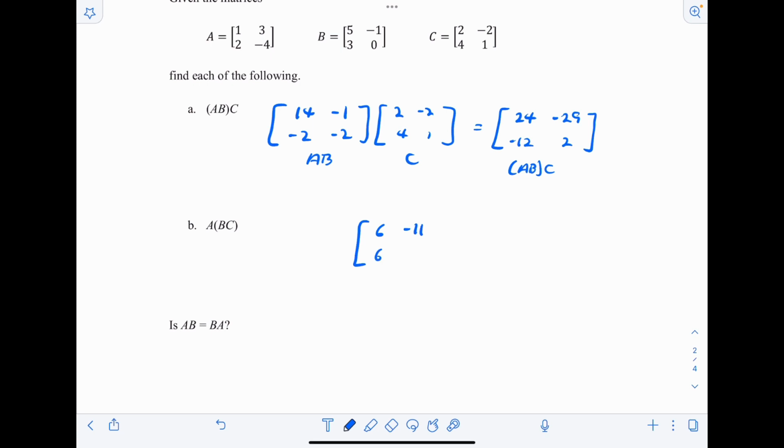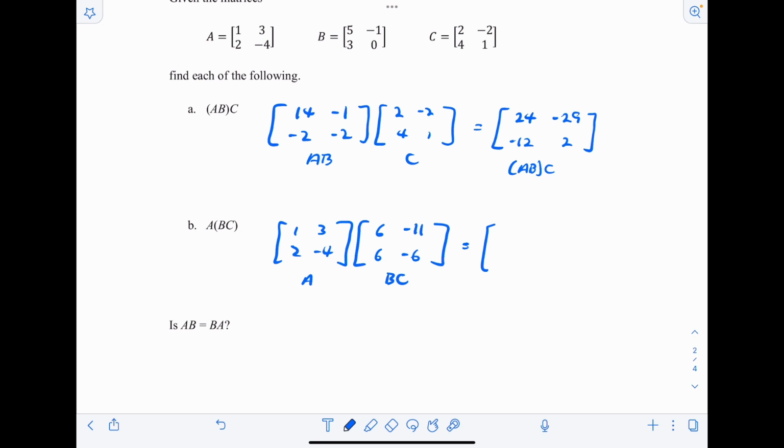And -6 and 0 is -6. So this is B times C. And now we're going to multiply that by A. Obviously, the order that we write these is important. So if it says A times, we want to make sure that the A matrix is sitting in front of the BC matrix. So that's 1, 3, 2, and -4. And so if I did this right, we should get the same matrix that we just did in the previous example.